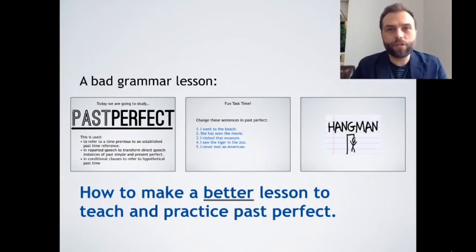In a previous video, you've seen an example of a bad grammar lesson. This bad grammar lesson was about past perfect, and you can see the slides here. The first slide has the large title, Past Perfect, and a kind of explicit grammar explanation. The second slide has a task where students transform some sentences, and the final slide is Hangman Game. So that's an example of a bad grammar lesson.